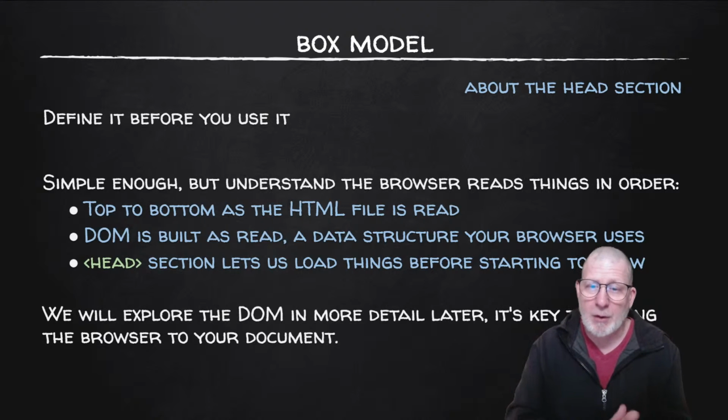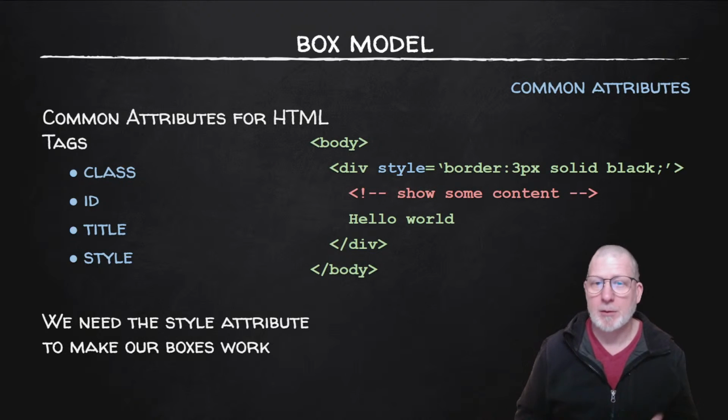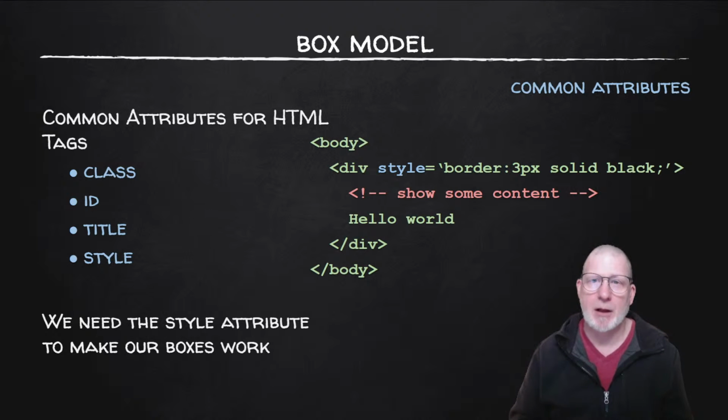So, as a reminder, we're going to get into how the styles actually work, but we're going to write all of our HTML attributes in lowercase. We're going to enclose all of our attribute values in double quotes. And the common attributes that we talked about last time that every HTML element has are classes, IDs, titles, and styles. Now I'm going to come back to titles because they have a very specific use inside an HTML element.